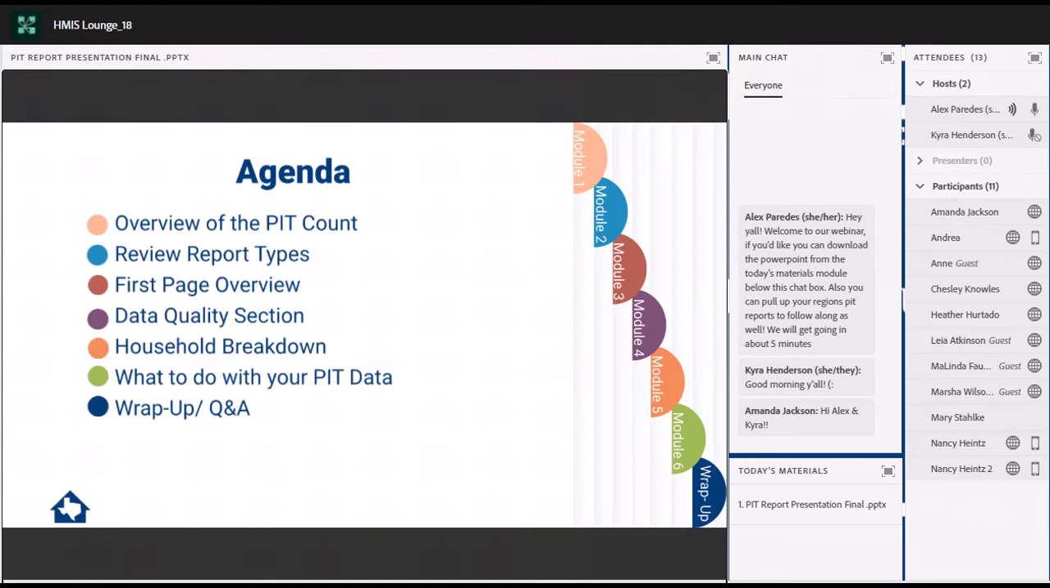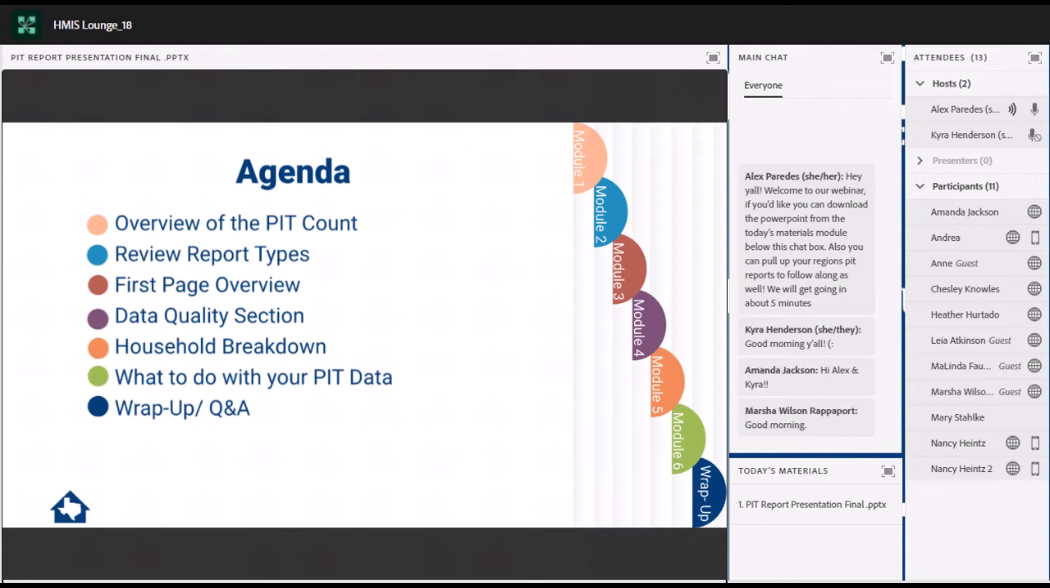All right, so let's go over our agenda for today. We're going to start with a quick overview of the PIT count, just to prime our minds. We're going to go into a review of the different report types that you should have received. We're going to be giving an overview of our first page. We're going to talk a little bit about our data quality section. And we're going to give a breakdown of the different types of households and subpopulations that you should be seeing. And then we're going to talk a little bit about what to do with your PIT data and how to find talking points towards the end. And then we'll have a wrap up and Q&A. So please leave any questions that you'd like in the chat, and we'll be addressing them periodically.